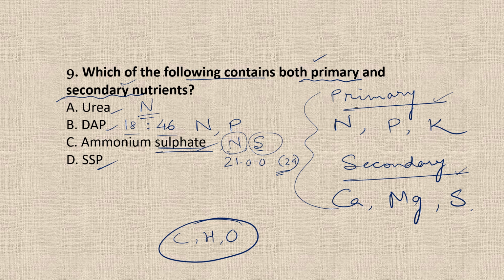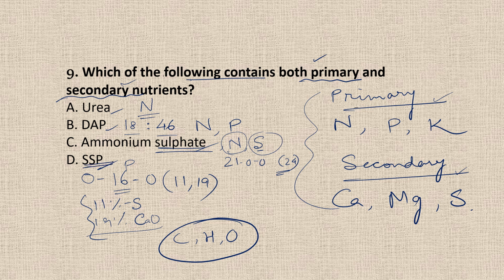SSP, single superphosphate, is basically 0, 16, 0. 16% of phosphorus, okay? And it contains 11% of sulfur and 19% of calcium oxide basically. So this you have to remember, you can remember it as 11, 19. Single superphosphate contains 16% phosphorus, 11% sulfur and 19% calcium. So we can clearly see which of the following is the right answer. It is SSP. So option D is the right answer.